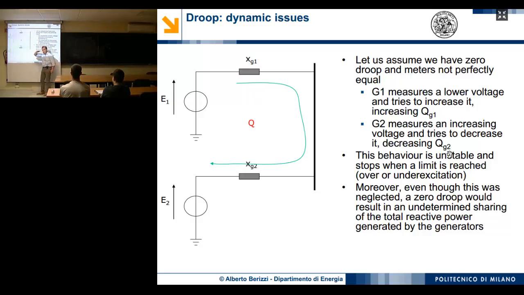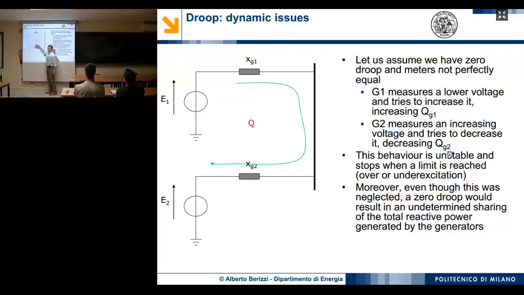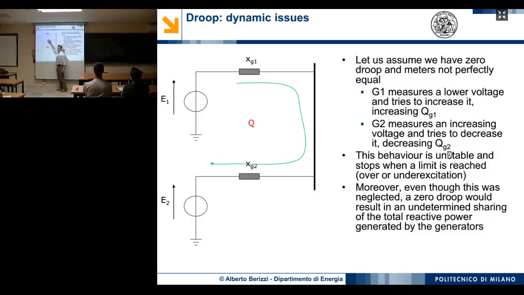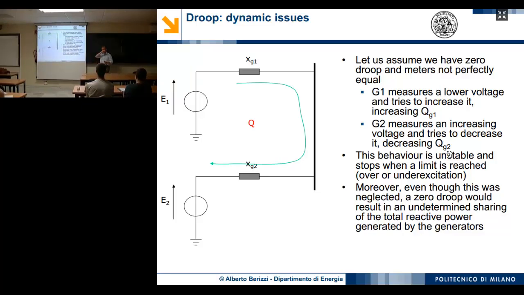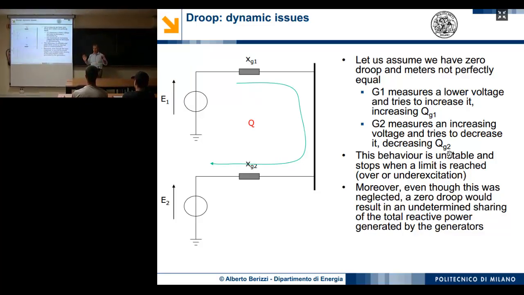compound 0, let's say the flat characteristic, with this scheme cannot be used. Also because in this way you cannot share the reactive power. You are not able to know. Let's assume your meters are perfect, but you don't know if the grid requires 100 megavars. You don't know if G1 will provide 100 and the second one 0, or G1 50 and G2 50, or 70 and 30 and so on. Exactly as happens for the frequency control. You know, Droop equal to 0 means that you don't know the sharing of the real power among generators. Okay?